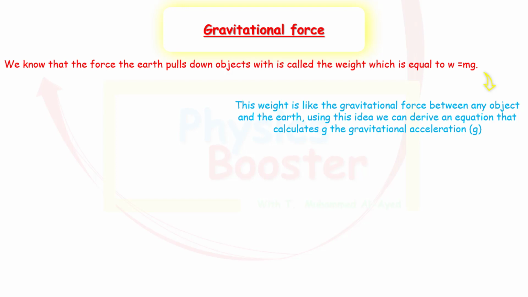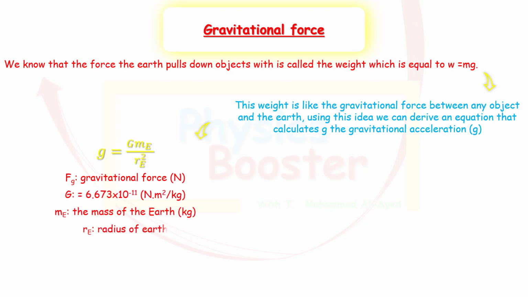Using this idea, we can derive an equation that calculates g, the gravitational acceleration, for any planet, for example, Earth. We can say that g, the gravitational acceleration, is equal to G capital, which we introduced before, equal to 6.673 multiplied by 10 to the power negative 11, multiplied by Me, the mass of Earth or any other planet, divided by Re squared, the radius of Earth or any other planet. So if I have the mass and the radius of any planet, we can simply calculate the gravitational acceleration.